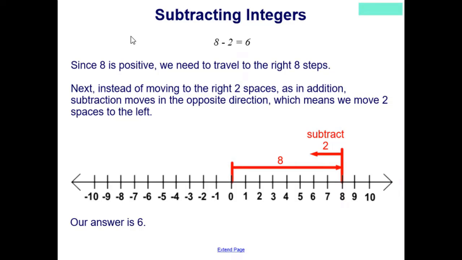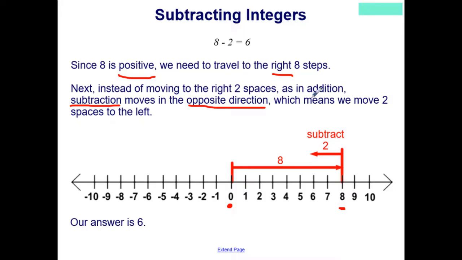Subtracting integers. Let's look at the example 8 minus 2 equals 6. Since 8 is positive, we need to travel to the right 8 steps. So from 0, we'll move 1, 2, 3, 4, 5, 6, 7, 8, landing us at 8 on our number line. Next, instead of moving 2 to the right 2 spaces, as in addition, subtraction moves in the opposite direction.